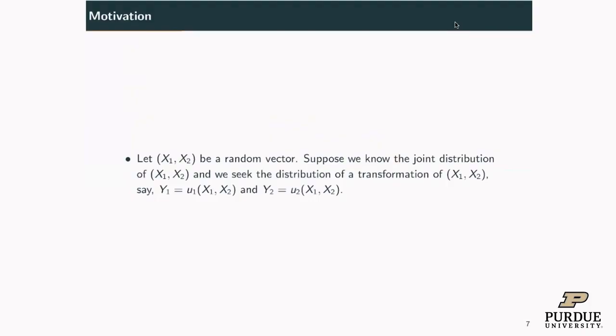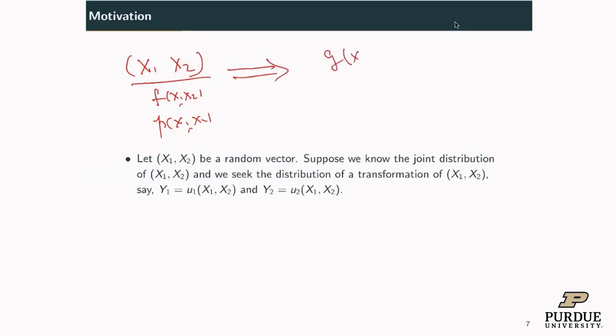So that means you know everything about X1, X2. If they are continuous, you know the joint PDF. If it's discrete, you know their joint PMF. Now, what do you want to know? There are many types of transformation. For example, you want to know Y equals G(X1, X2). So what's the distribution for Y? That's one type of transformation.